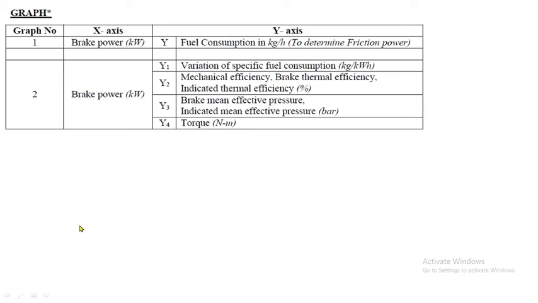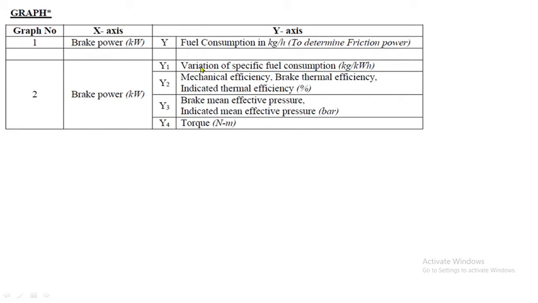Okay. Next one is a graph. The first graph we already completed. With the help of that first graph, the Willans line method, one graphical method only, we found the friction power. Next, the remaining thing is you can take brake power on the x-axis. In the x-axis, it is brake power. You will have four, actually five variables on the y-axis. You can check here.